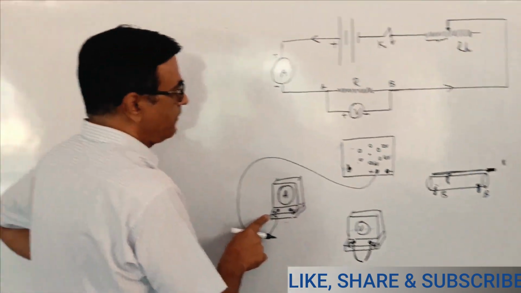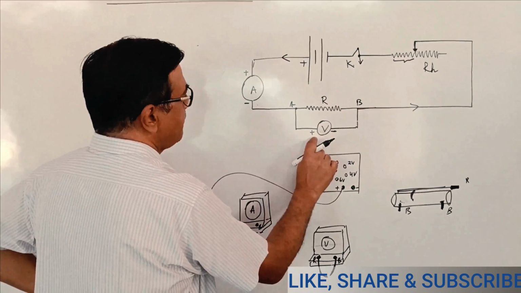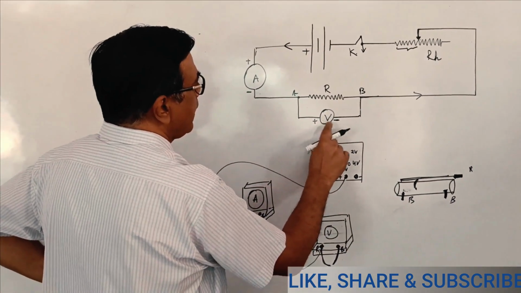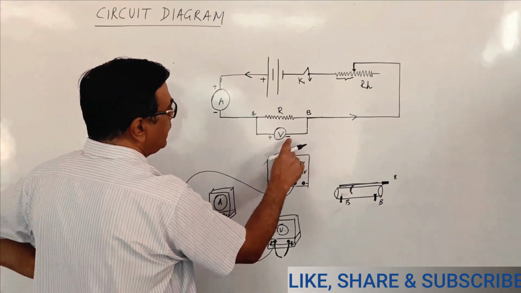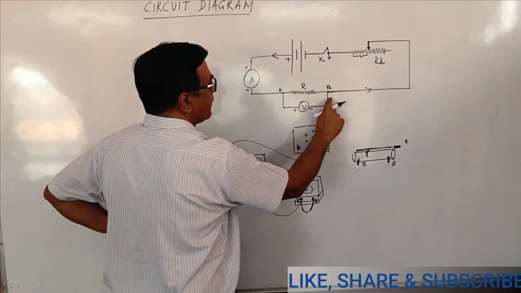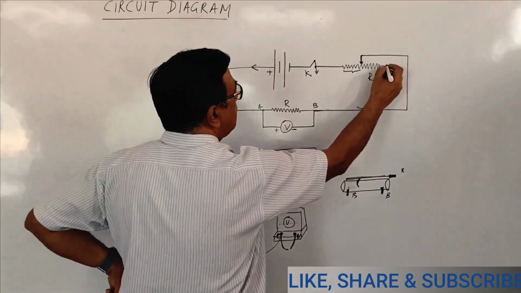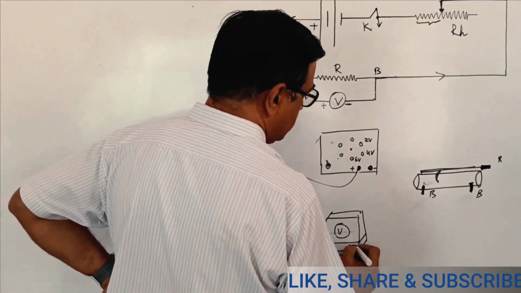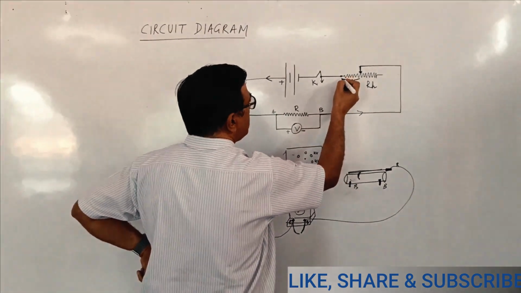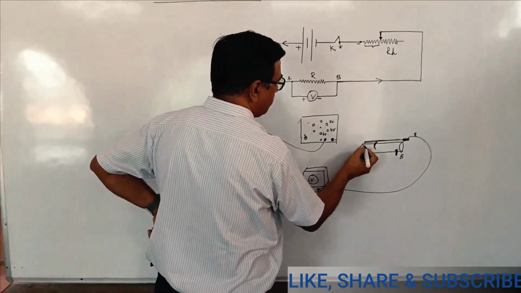This is red as positive, and from the negative to the positive terminal of the voltmeter. Then from the negative terminal of the voltmeter to the positive terminal of the rheostat, the red terminal, and then the negative terminal of the rheostat to the battery.